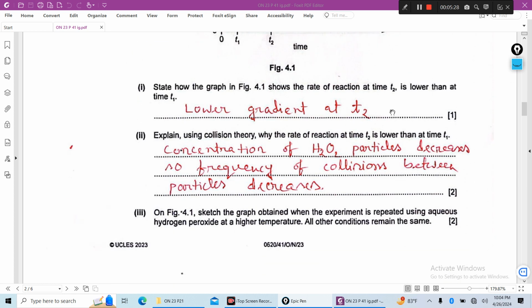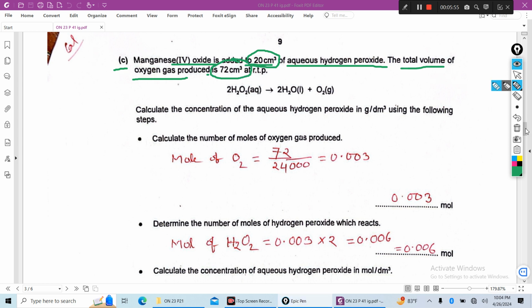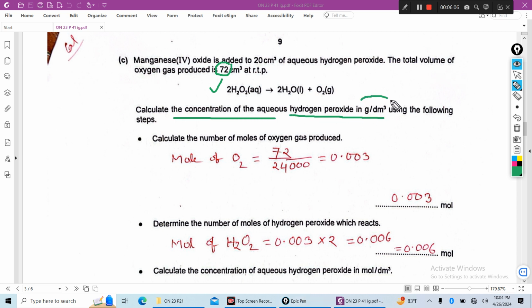Next, this is chemical calculation. Number C, manganese 4 oxide is added to 20 cm³ of aqueous hydrogen peroxide. The hydrogen peroxide volume is given, 20 cm³. The total volume of oxygen gas produced is 72 cm³ at RTP. So the volume of oxygen is given. This is the equation. Calculate the concentration of aqueous hydrogen peroxide in g per dm³ using the following steps.